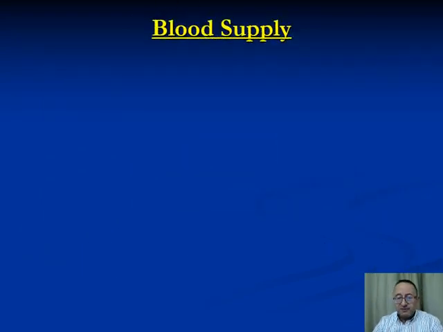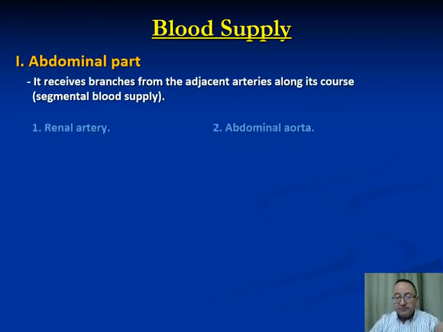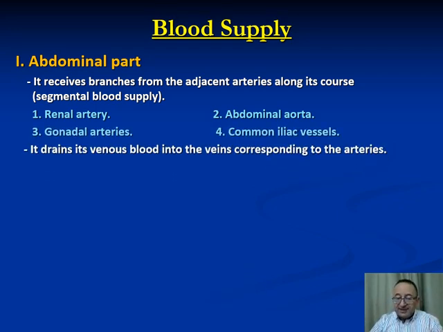What about the blood supply of the ureter? It is a very long structure. It crosses many places. So I have to keep in mind that the arterial supply of the ureter is segmental, so I have to classify it. The abdominal part receives the arterial supply from the renal artery, abdominal aorta, gonadal arteries, and common iliac arteries, and of course it drains the venous blood to the veins corresponding to those arteries.